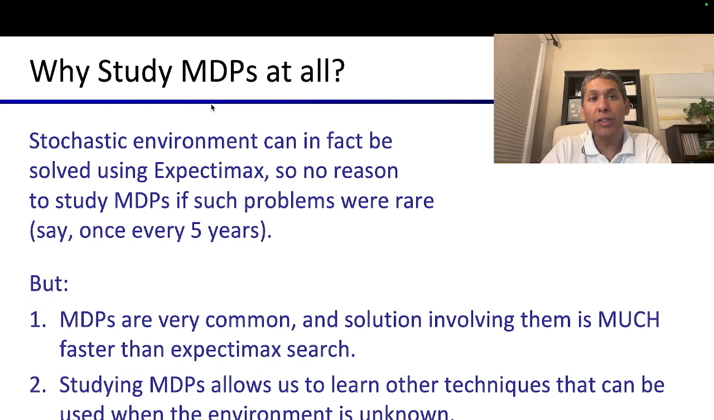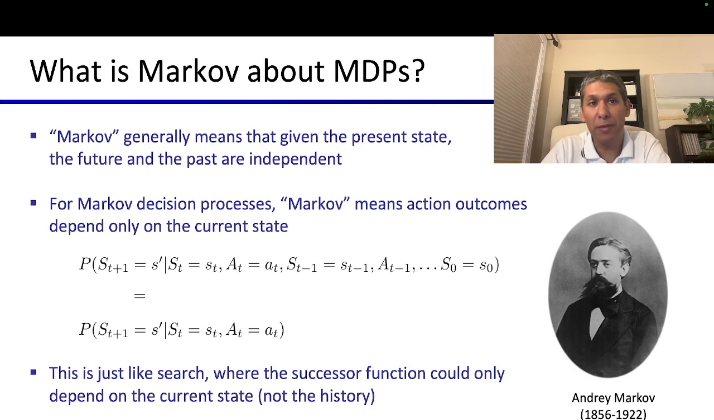So then the question can be, why are we studying MDPs at all? Like we already discussed, it's a stochastic environment. We could just be using Expectimax, and we would be using Expectimax if MDPs were a rare problem. But the reality is that MDPs are so common that there is a solution involving them that is much faster than Expectimax search. Therefore, it just makes sense to apply this much faster method. So we use this faster method and we don't really use Expectimax for MDPs.